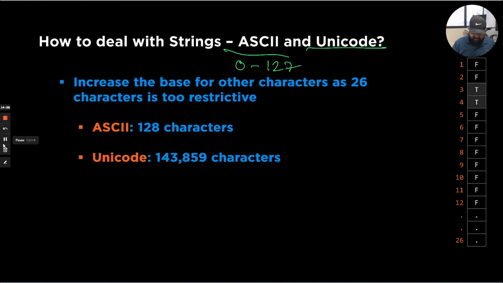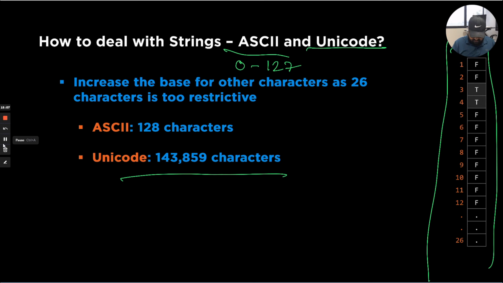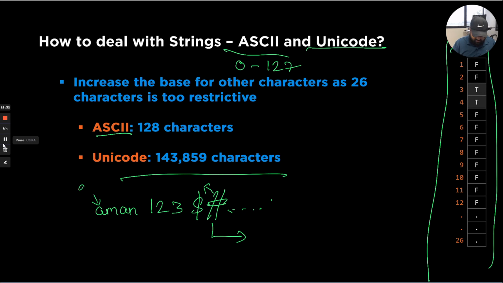In Unicode, that number is pretty large, it has more than 100,000 characters. So what we can do is generate this table even larger, for an entire ASCII set. To represent, let's say, a string like this, Aman 123 $hash new line and whatever, we can convert each of these characters into its ASCII value. I don't remember the ASCII values, but I remember that A's ASCII value is going to be 97.